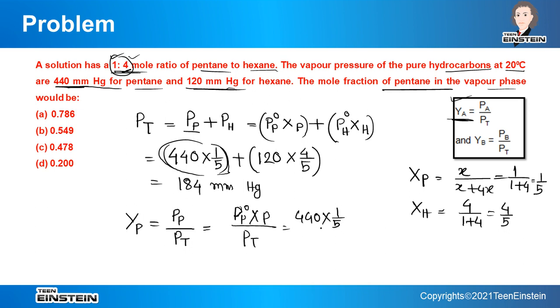(1 by 5) divided by 184. Okay, so if we do the calculation, it will be 0.478. So this is a mole fraction, and mole fraction has no unit. Fine, so the correct option will be option C, 0.478.